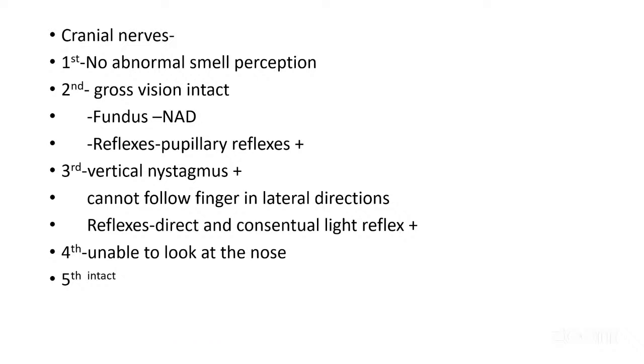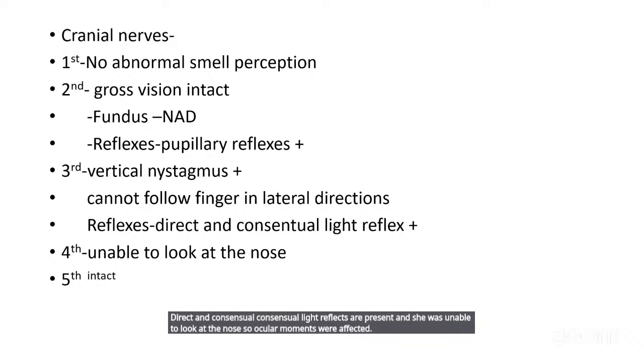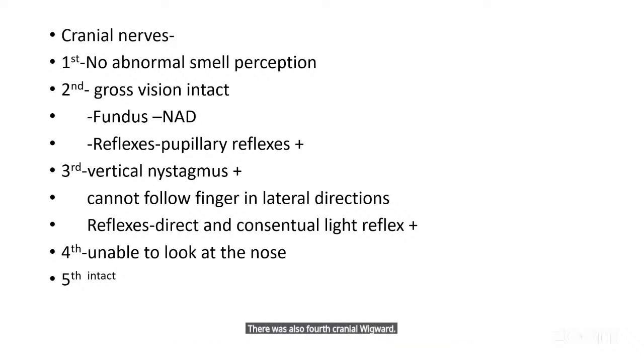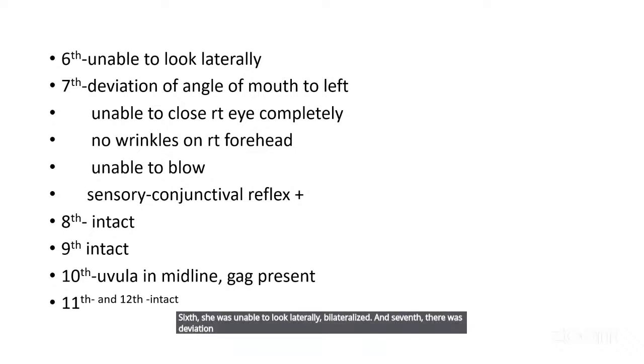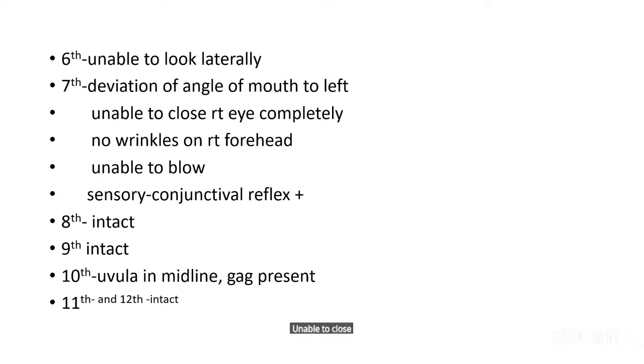Ocular movements were affected. There was also fourth cranial nerve involved. Third, fourth cranial nerve. Fifth was intact. Sixth, she was unable to look laterally, bilateral eyes. And seventh, there was deviation of angle of mouth to left, unable to close right eye completely. No wrinkles were seen on forehead, unable to blow. Sensory component was intact. 8th and 9th nerve was intact. 10th, 11th, 12th nerves were intact.